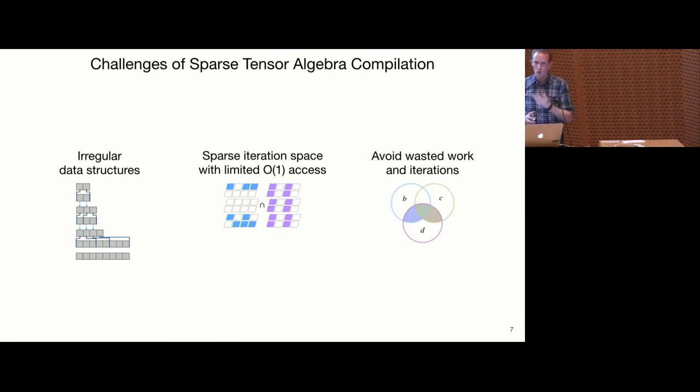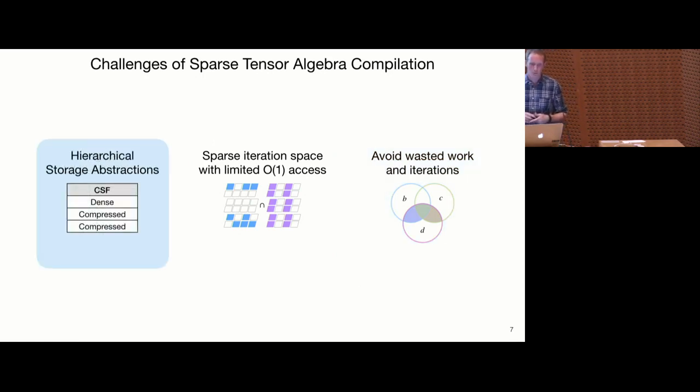So I'm going to talk about the challenges of creating such a compiler, and there's essentially three problems we had to solve. The first is that we have to have some way to characterize these irregular data structures with a type system. And the second is that you have to have a way to characterize the sparse polyhedral iteration space of all these tensors when you compute on them at the same time. And the third is that you have to be able to generate code that avoids wasted work and only does the multiplications and the lookups that are needed to compute expressions.